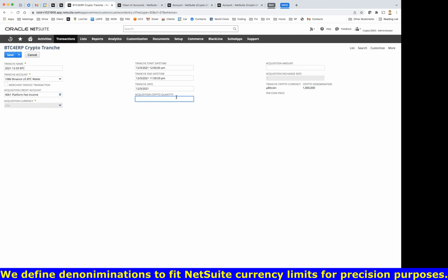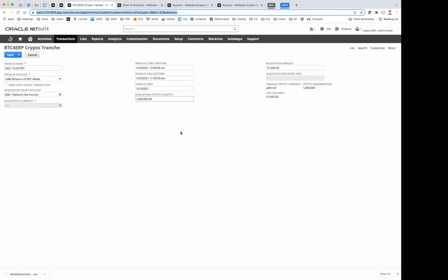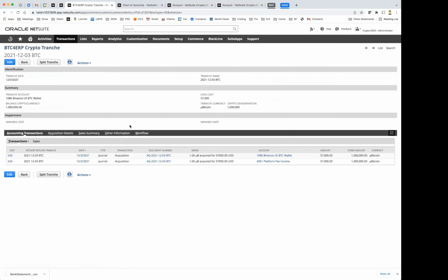So the idea here is let's say I bought 1 Bitcoin, or not bought, but I earned 1 Bitcoin for my platform fee. This is what it would look like, right? So I'm actually getting a million microbits for 57,000. And so then it does the math, right? Okay, so I'll save. And this is going to create the tranche record first. And then once that tranche record's created, it then creates the journal entries. So that's what it's doing right now.